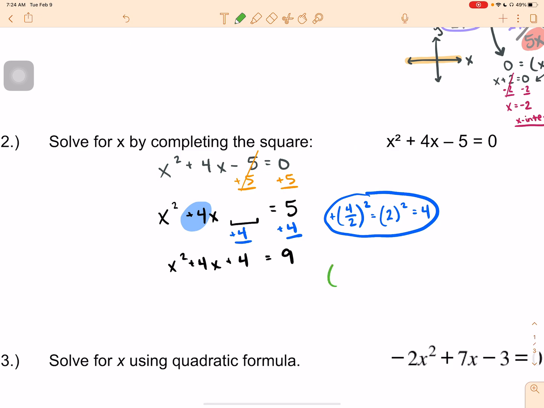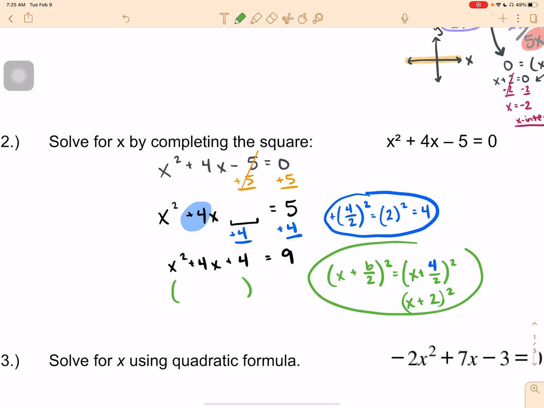And now we have to write this in x plus b over 2 squared form, the perfect square form. So our b is 4. So if we do x plus, and our b is 4, it's a positive 4, so this works out nicely. This is just x plus 2 squared. You see that? Okay, so we're going to write this perfect square as x plus 2 squared equals 9. All right, I'm going to make all this a little bit smaller.